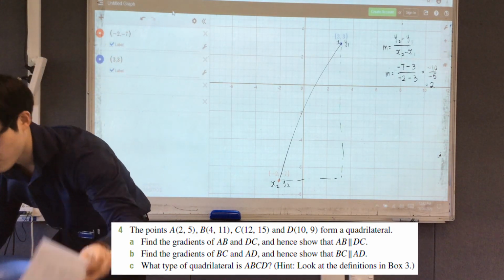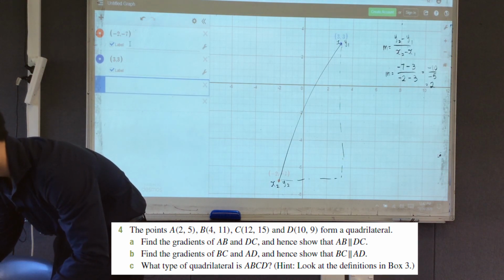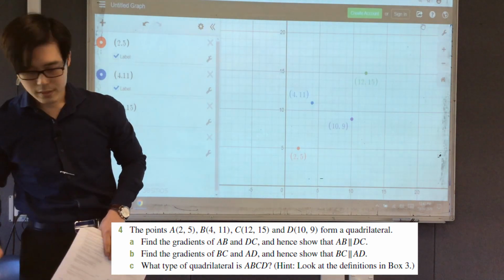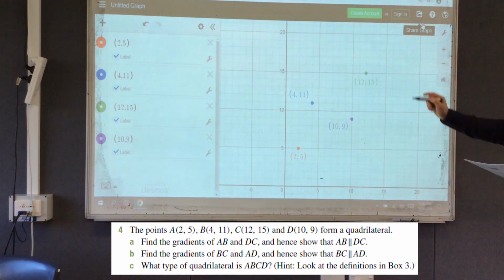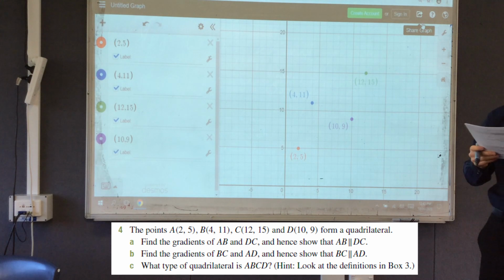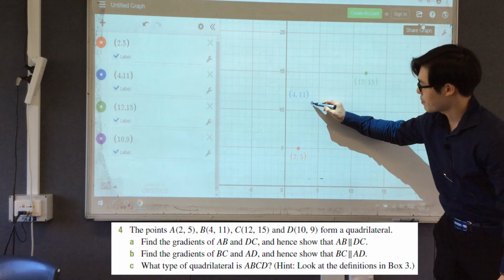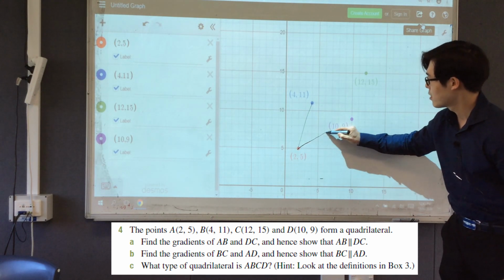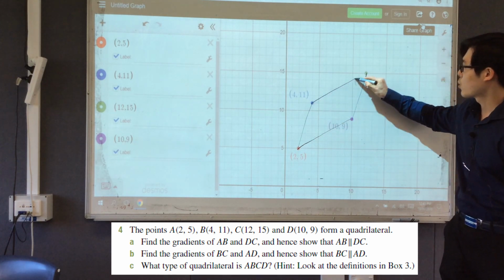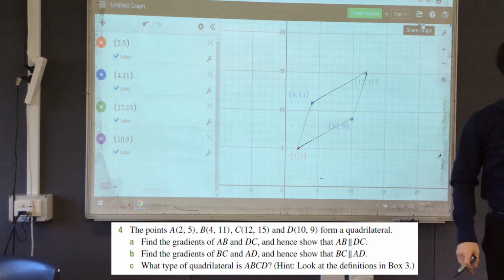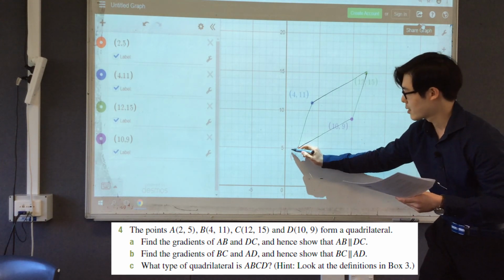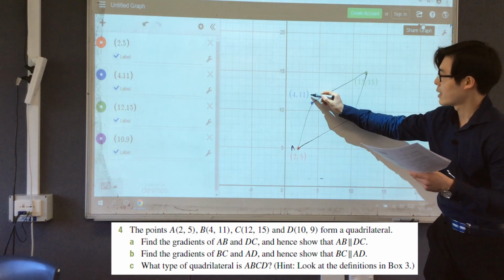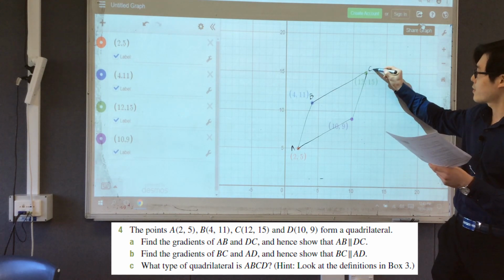If you look at question 4, what I'm going to do now is label those 4 points. So girls, having a look. Question 4 says the points, these coordinates which are there, form a quadrilateral. What they mean by that is if I link this up, I get a quadrilateral which looks like a parallelogram. Now, what they want you to do in question 4a is find the gradients of, let me label the points. This is A, what's my B? 4, 11. C is 12 and 15, and D.